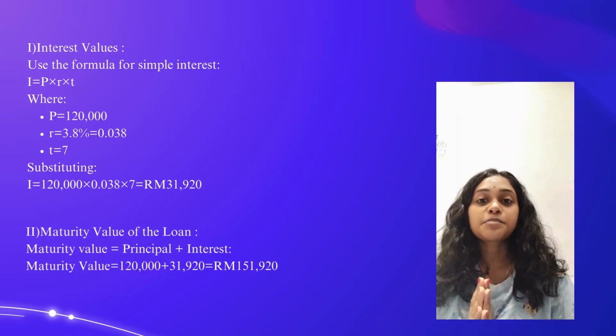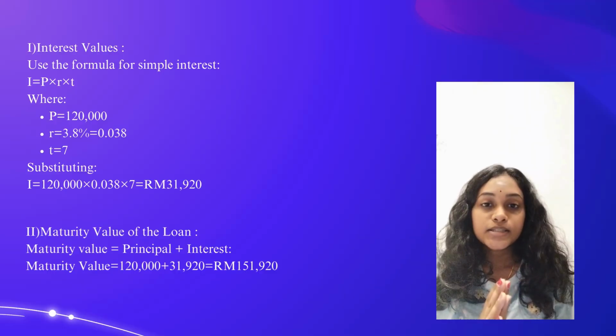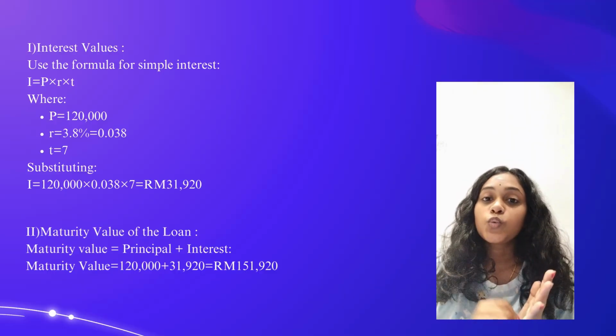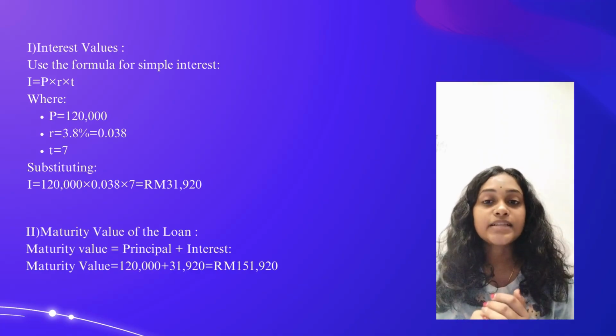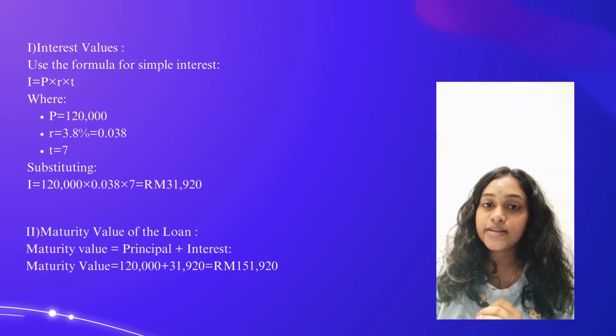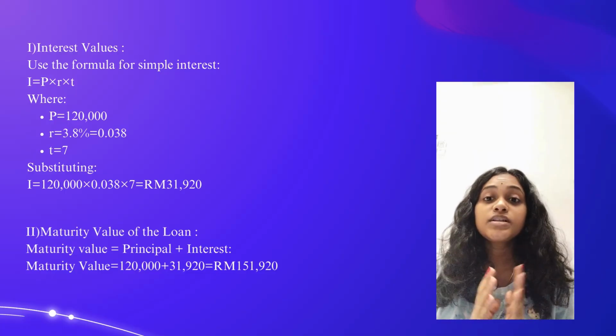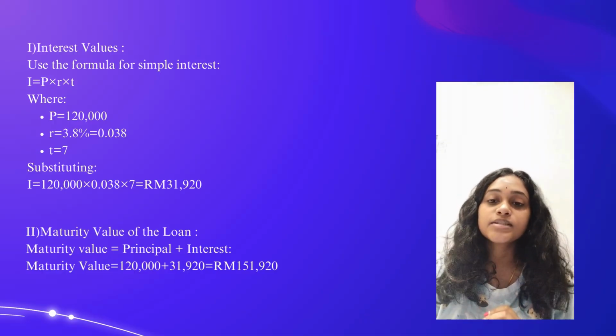Now, let's substitute the values into the formula. So, I equals 120,000 times 0.038 times 7. This gives us I equals 31,920 ringgit. So, the total interest earned over 7 years is 31,920 ringgit.